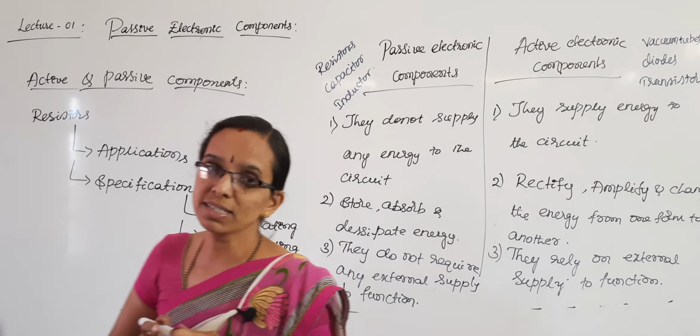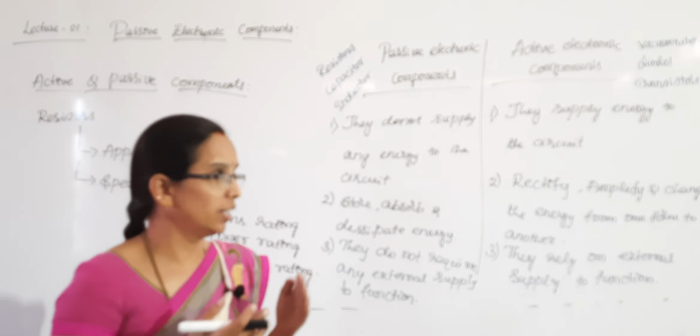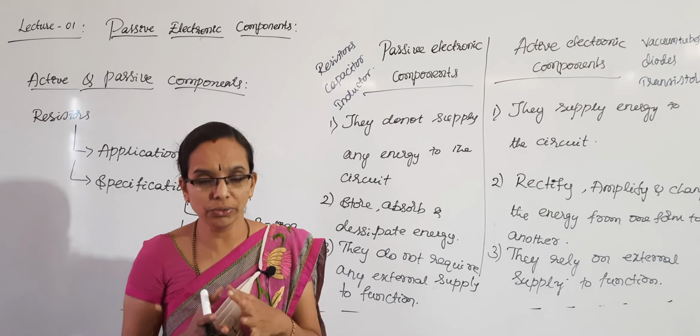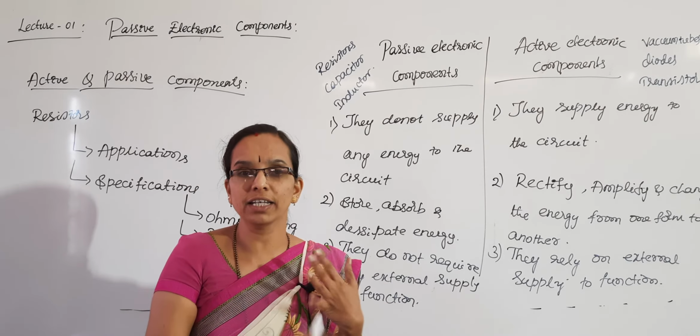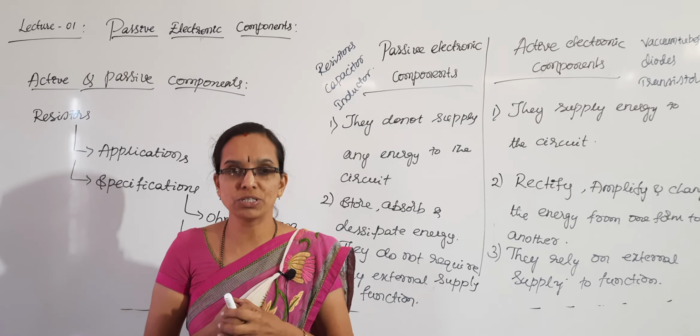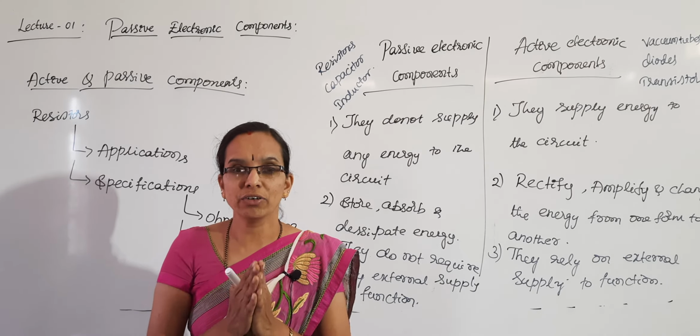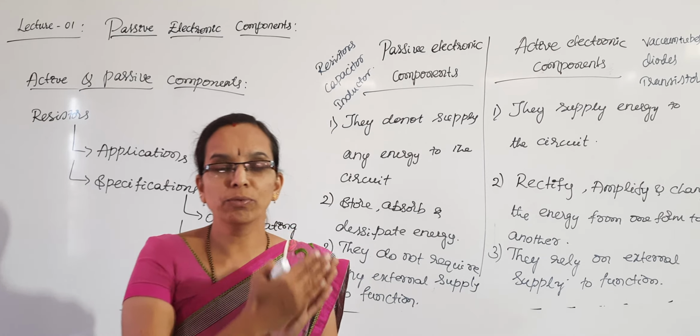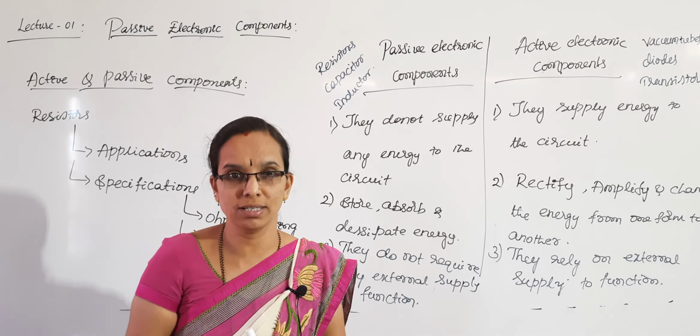Once we study further, in any electronic circuit you take, you will find at least one active component and there are some passive components too. An electronic circuit is made up of both active and passive components.